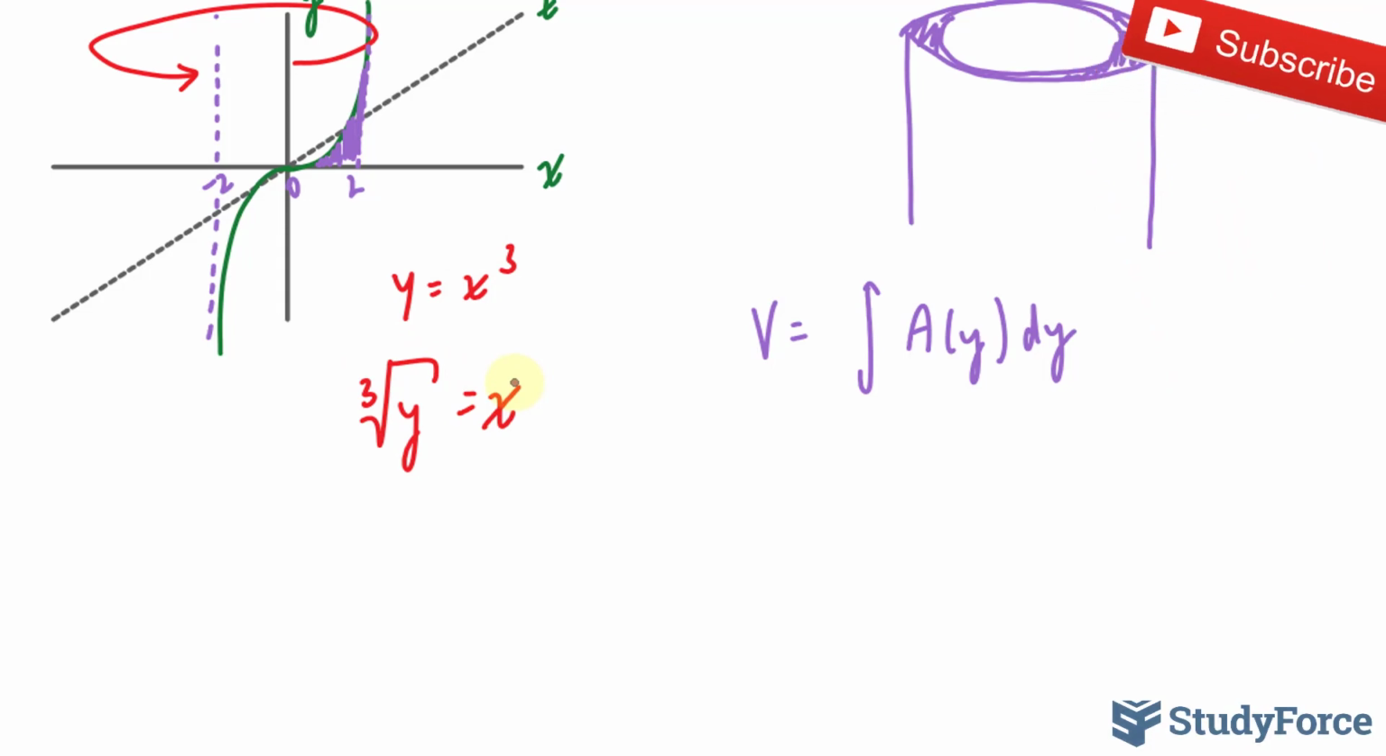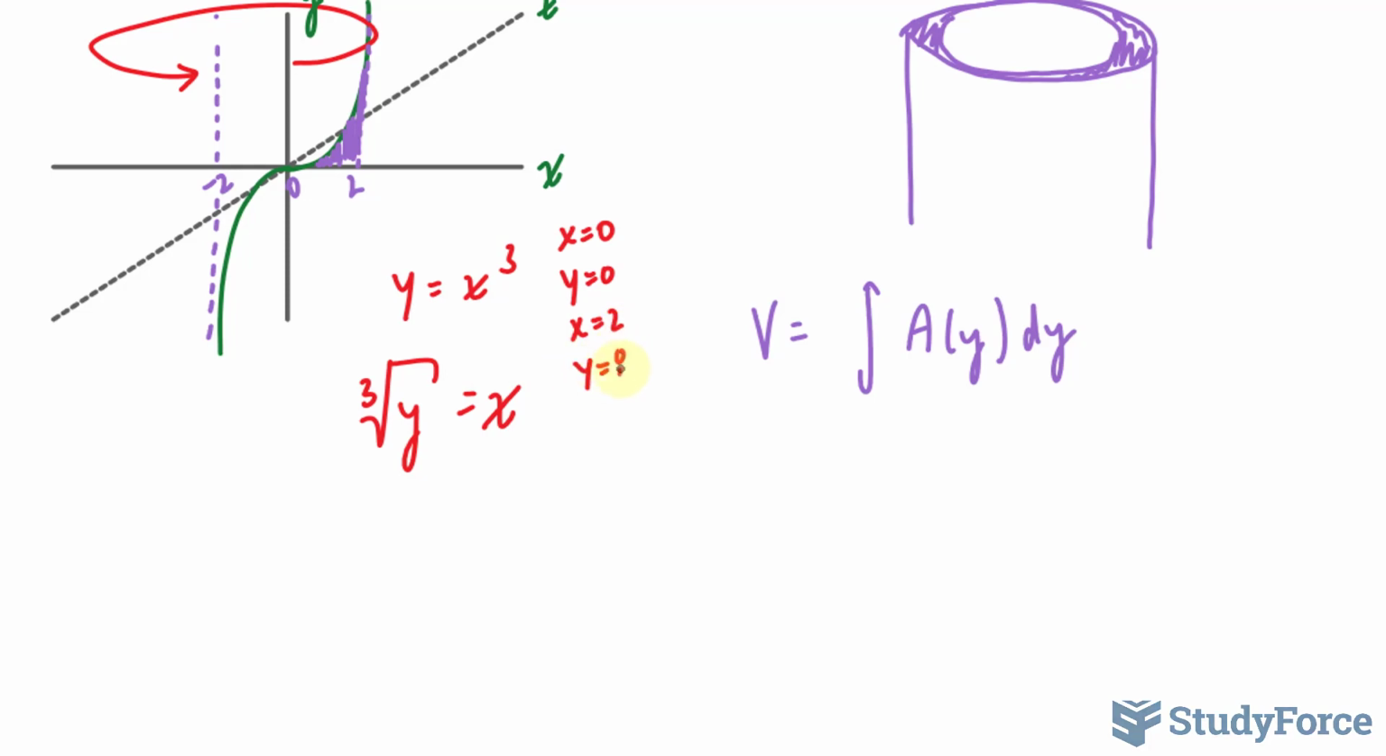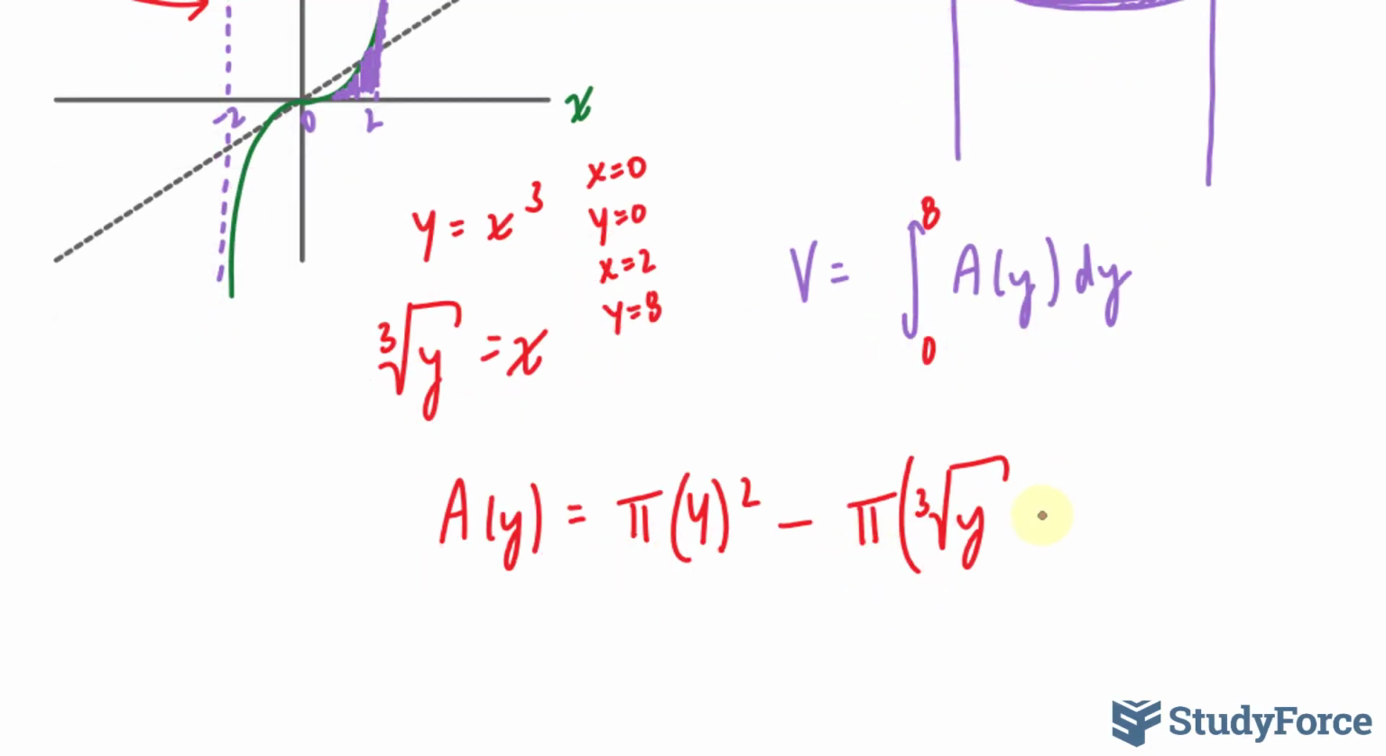And when x is equal to 0, y is equal to 0. And when x is equal to 2, y is equal to 8. So our bounds will be between 0 and 8. To find the area of the circle made by rotating the function around this line, we will use the formula: area at y is pi times the radius of this circle, which is 4 squared. And we will subtract that from the radius that this function makes, which is pi times the function, the cube root of y, plus 2.